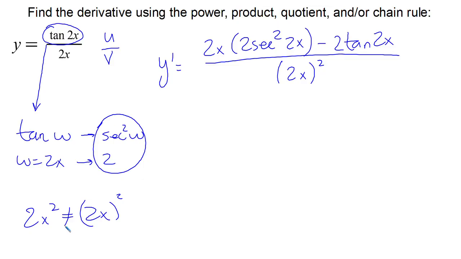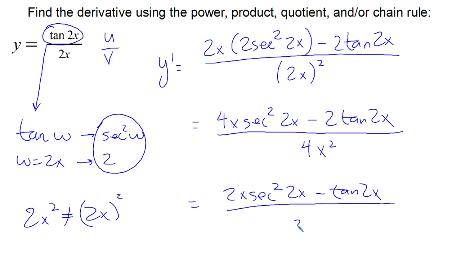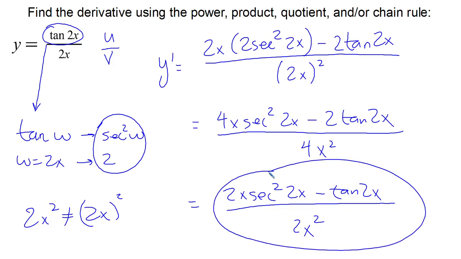Okay. So we'll just do a small bit of simplification here. This is 4x secant squared 2x minus 2 tangent 2x all over 4x squared. And then we would note that they're all divisible by 2. So we'll just divide everything by 2 and get a final answer of 2x secant squared 2x minus tangent 2x all over 2x squared. And that should be our final answer.